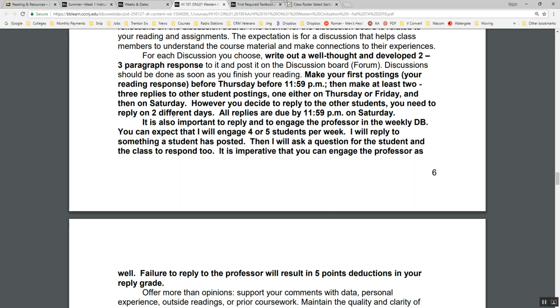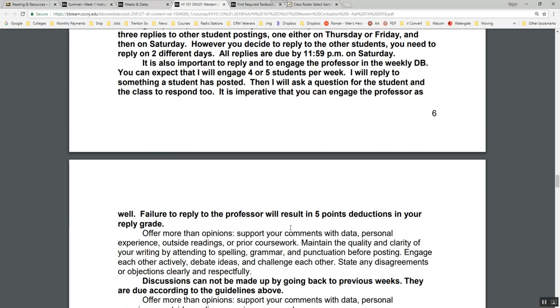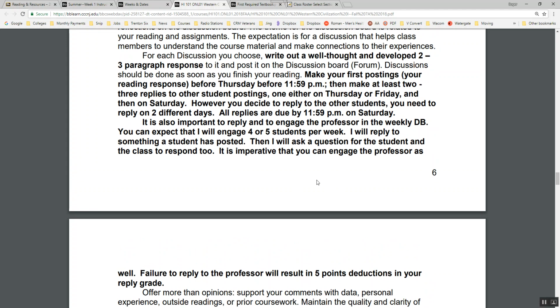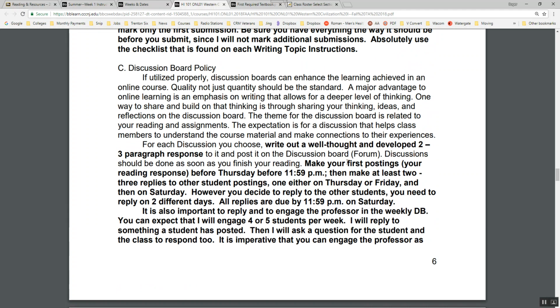Now if you don't reply to me, if you don't engage me, you're going to lose 5 points in your reply grade. You're going to lose 2 points if you don't reply on 2 separate days. So this is extremely important that you understand exactly what the rules are to help us really have a good, solid discussion. So again, discussions are very, very important when we do this kind of work. So basically, that's the most important.